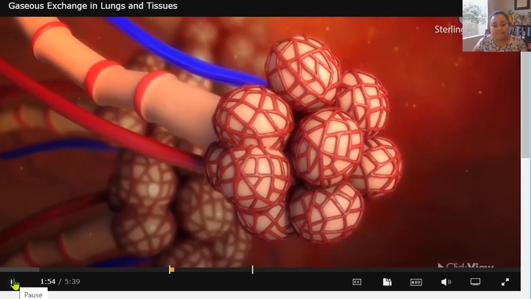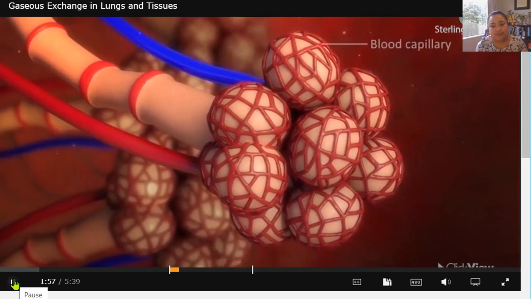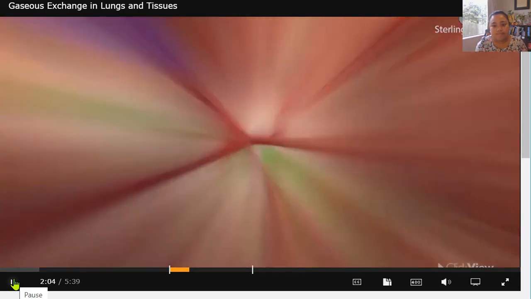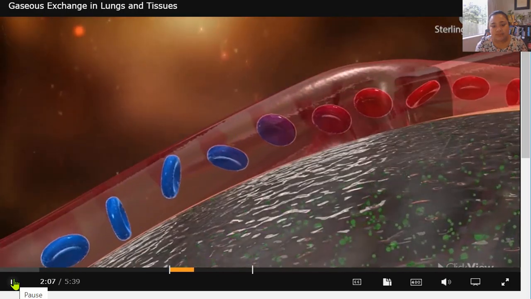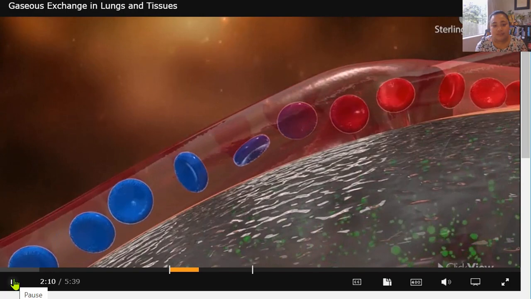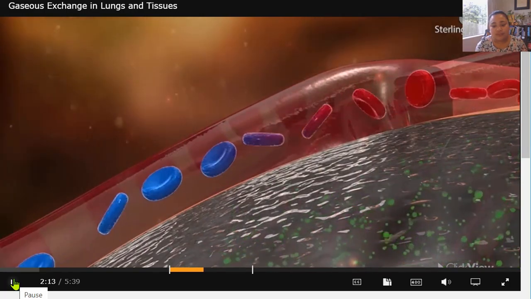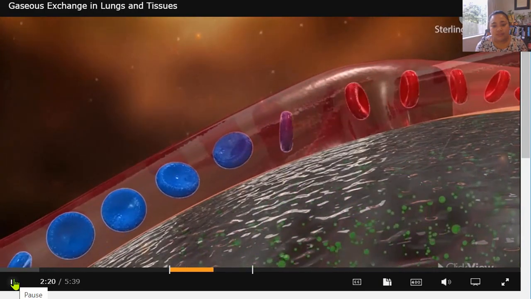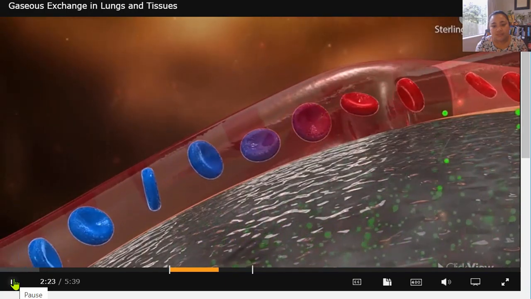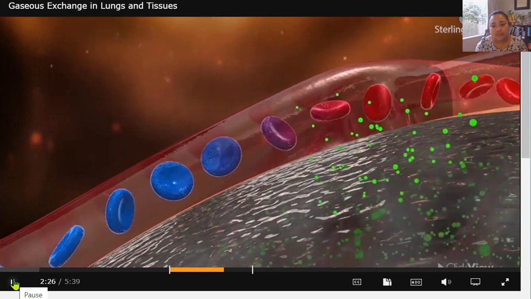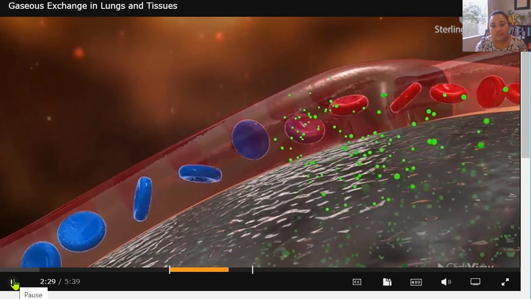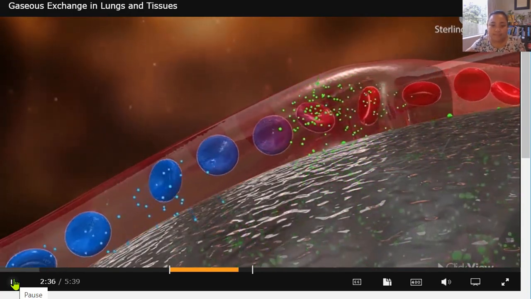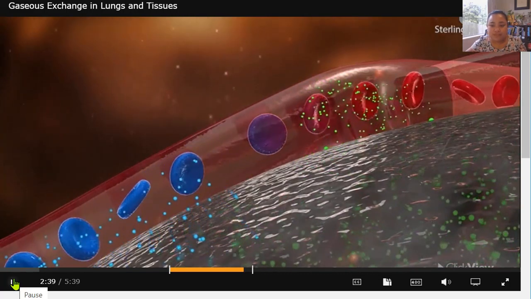Each alveolus is surrounded by a dense network of blood capillaries. As the air enters the alveoli, the concentration of oxygen inside each alveolus is higher than that in the blood capillaries, and the concentration of carbon dioxide is higher in the blood capillaries than in the alveoli. This causes the oxygen to diffuse from the alveolus into the blood capillaries. In the same way, the carbon dioxide diffuses from the blood capillaries into the alveolus.